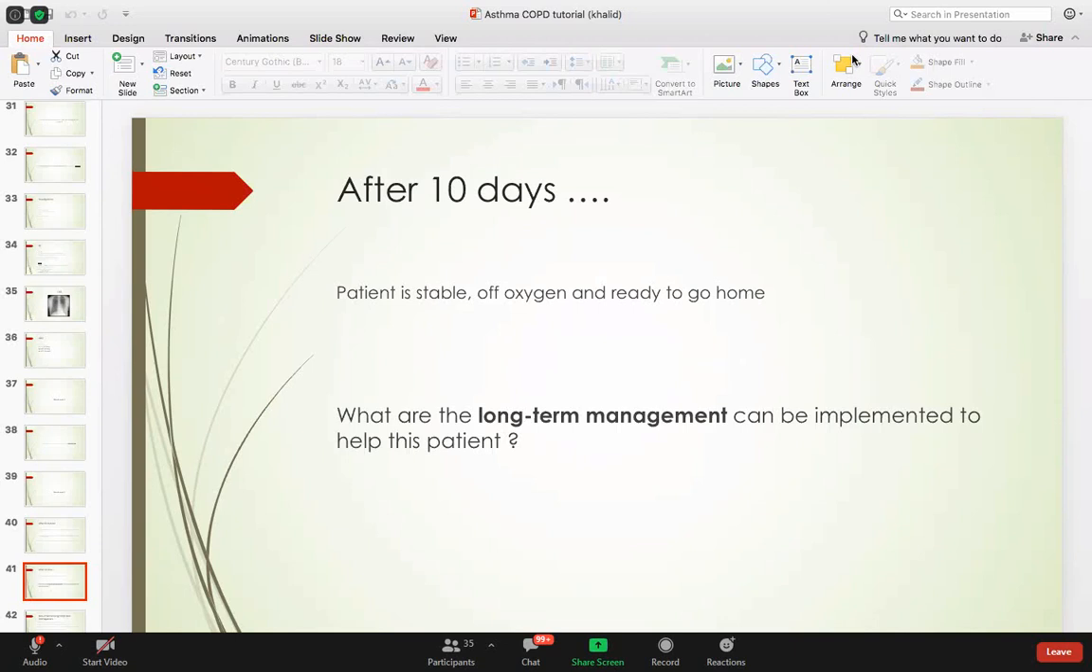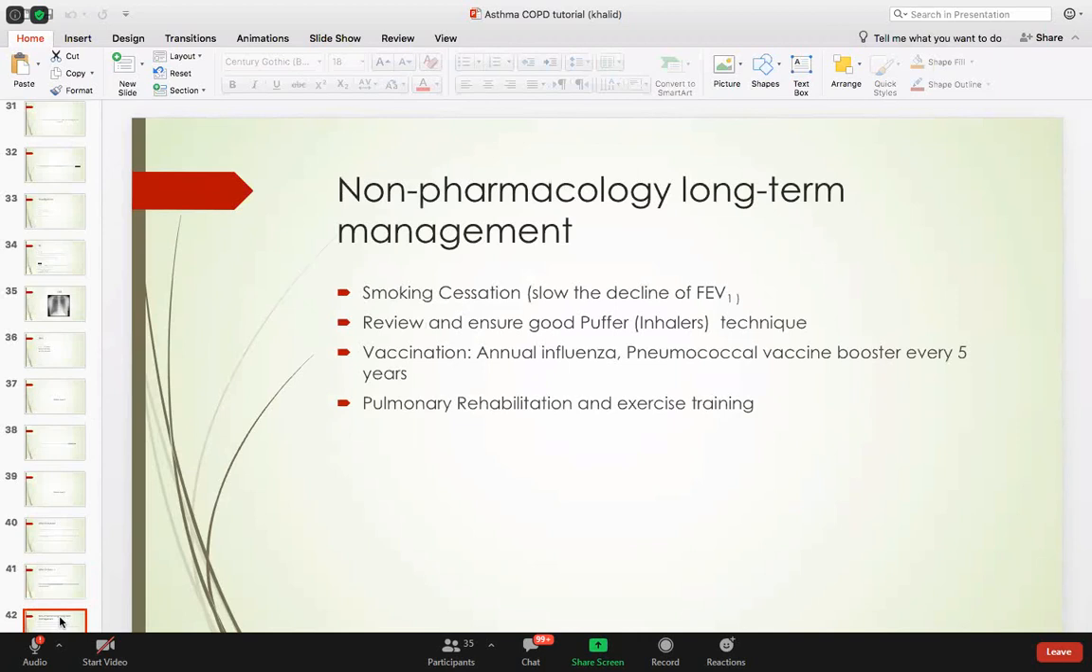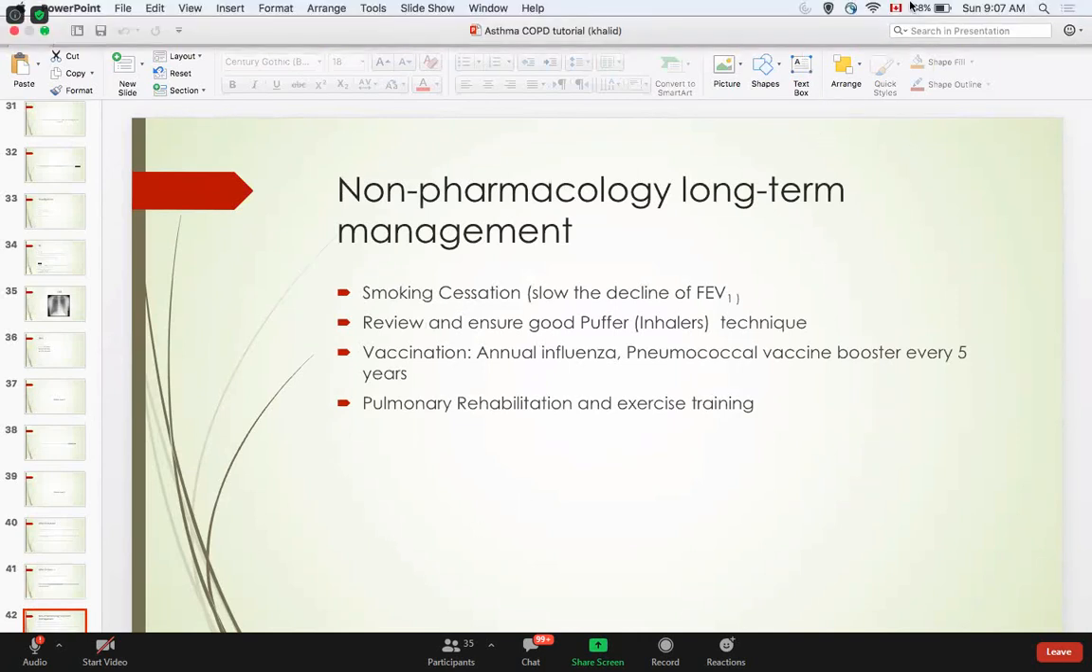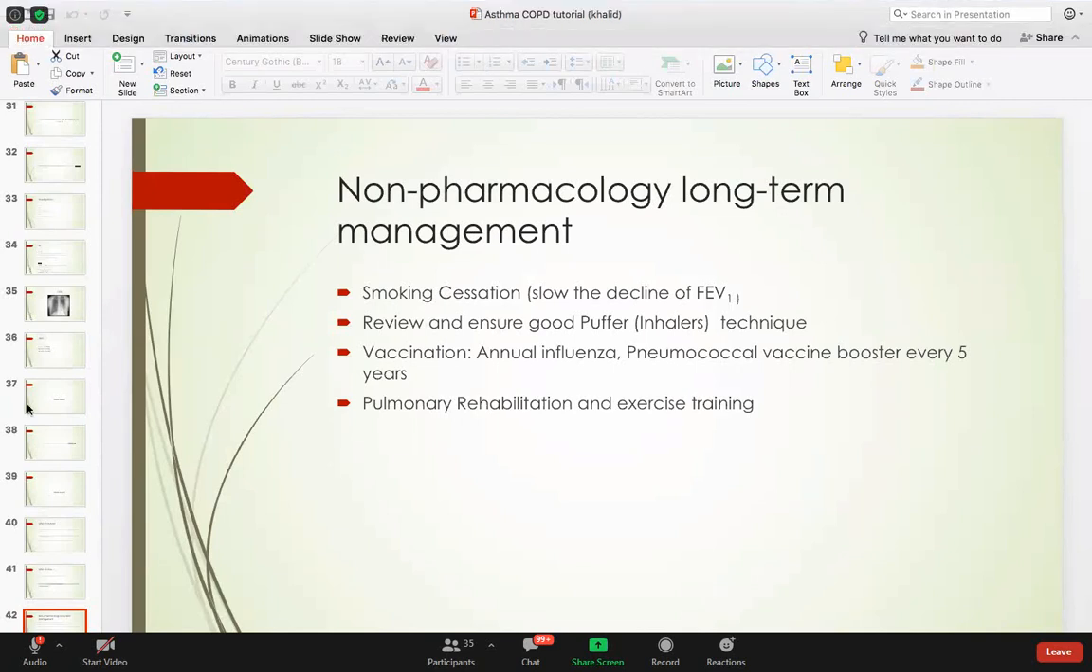Excellent. If they are hypoxic at baseline, they need to be on oxygen. Excellent, that's part of the rehab. So smoking cessation is the only intervention that can actually slow the decline of FEV1. Review and ensure good inhaler technique, the same as with asthma. Vaccination has to be up to date, pulmonary rehab and exercise training.